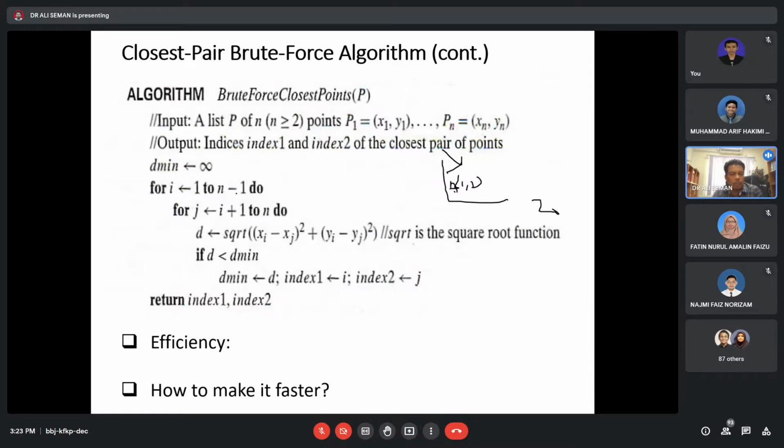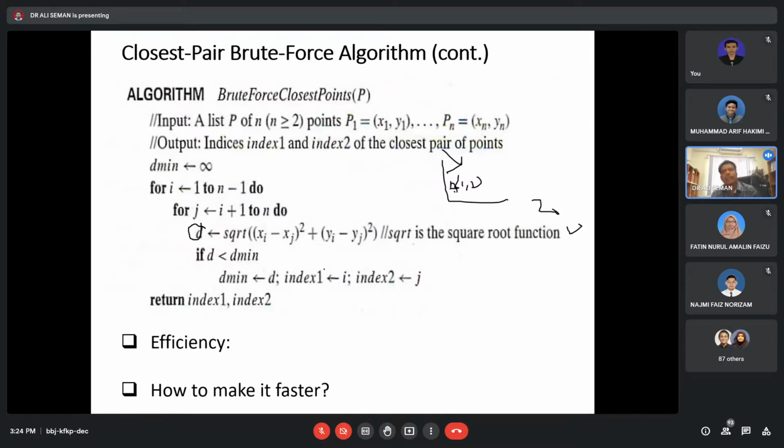For i equal to 1 to n minus 1, for j equal to i plus 1 to n, we calculate the Euclidean distance, the square root of (xi minus xj) squared plus (yi minus yj) squared, and get the distance. Finally, if the distance is less than d min, we assign d to d min, and assign i to index 1 and j to index 2, and finally return index 1 and index 2.